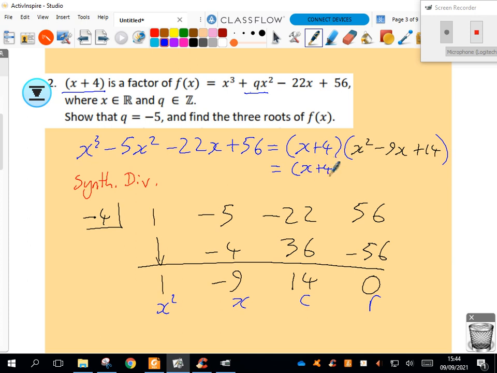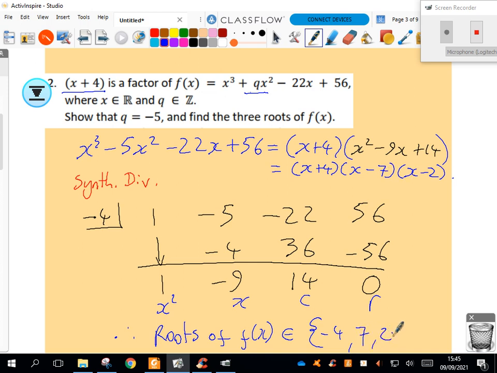That's x plus 4 times x minus 7 times x minus 2. Check your factoring, make sure it's good enough. So there's your three factors. Therefore, the three roots of f of x are, let me write them out in a set. The first one is the opposite to 4, negative 4. Second one is the opposite to negative 7, which is 7. Third one opposite to negative 2, which is 2.